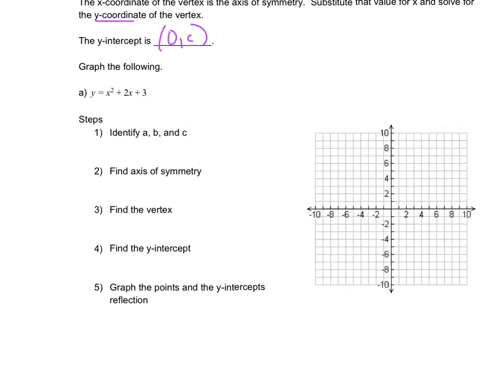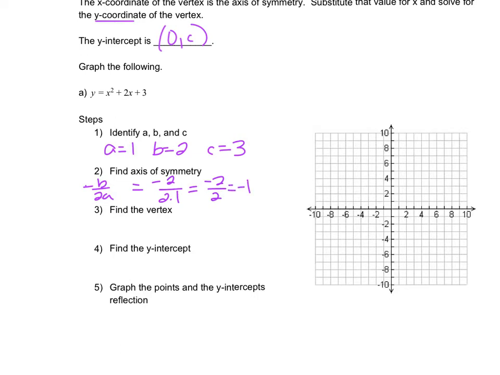Okay, so let's graph one. We've got to identify a, b, and c. So a, what's in front of the x squared? That's just 1. Your b is 2, and your c is 3. So your axis of symmetry, remember the formula, negative b over 2a. So if we're going to solve that, our b value is 2, so it's going to be negative 2 over 2 times our a value, which is 1. So that'd be negative 2 over 2, so negative 1.